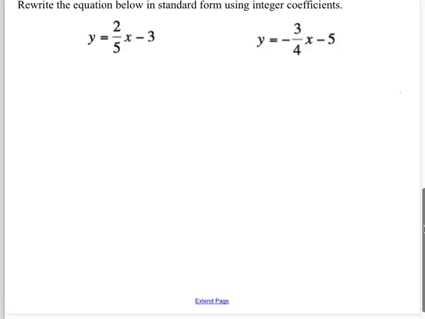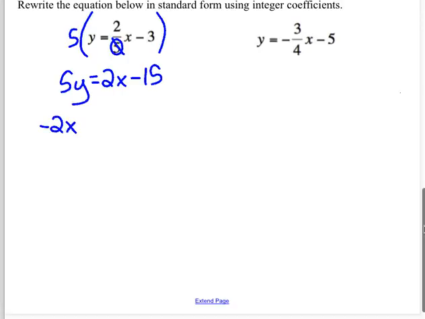Well, here, to get rid of this fraction, I'm going to multiply everything by 5. Okay, so 5y equals, it cancels off the fraction. Okay, so first step, I would get rid of the fractions. That's usually the easiest way to start. And now you need to get the x and y together. So I'm going to subtract the 2x over to be with the y.